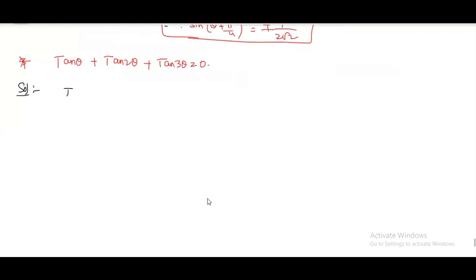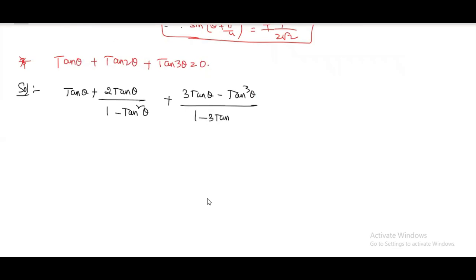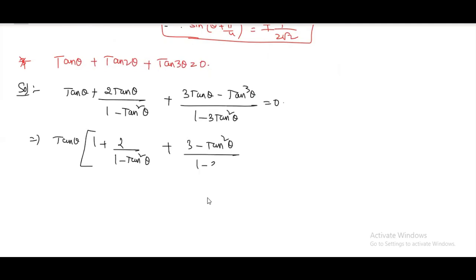So the solution for this one: tan theta plus tan 2 theta, the formula is 2 tan theta by 1 minus tan square theta, plus tan 3 theta, the formula is 3 tan theta minus tan cube theta divided by 1 minus 3 tan square theta, that is equal to 0. So from here, I can take the tan theta common. What will be left out is 1 plus 2 by 1 minus tan square theta plus 3 minus tan square theta by 1 minus 3 tan square theta.